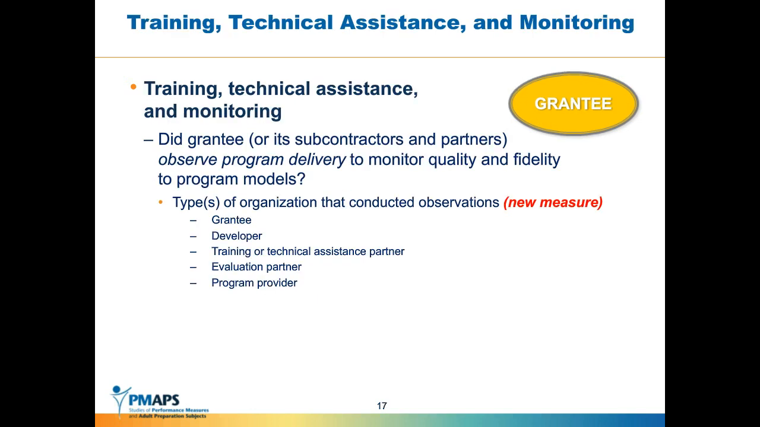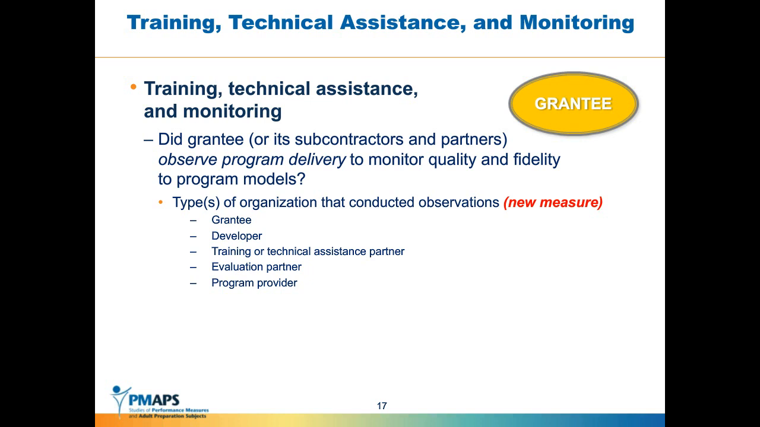The next type of data to be collected at the grantee level focuses on training, technical assistance, and monitoring. And there are 3 specific areas addressed by these data. First, you will report whether the grantee or any subcontractors or partners who operate on behalf of the grantee observed program delivery to monitor quality and fidelity to the program models.